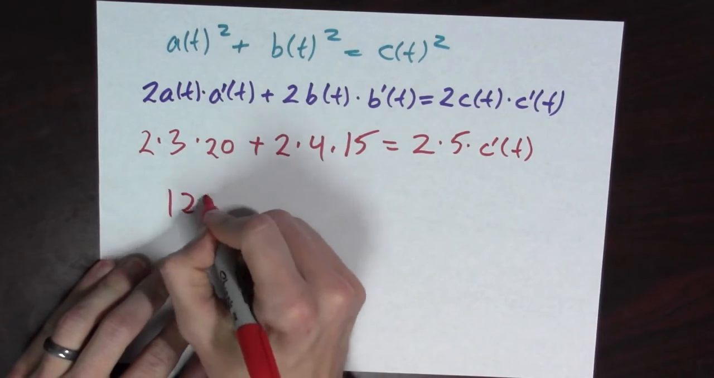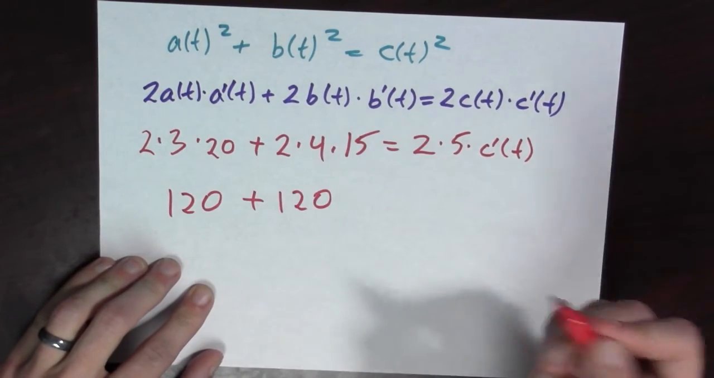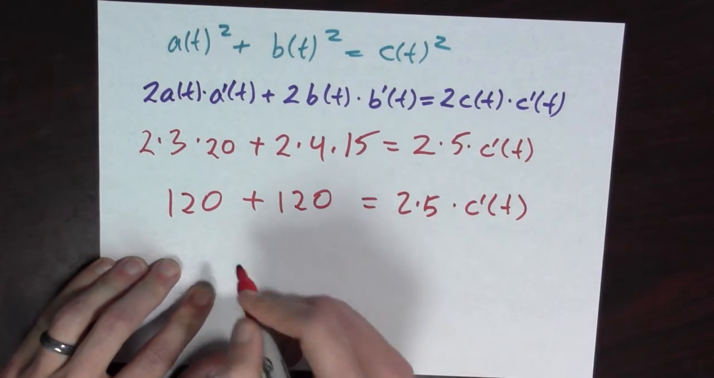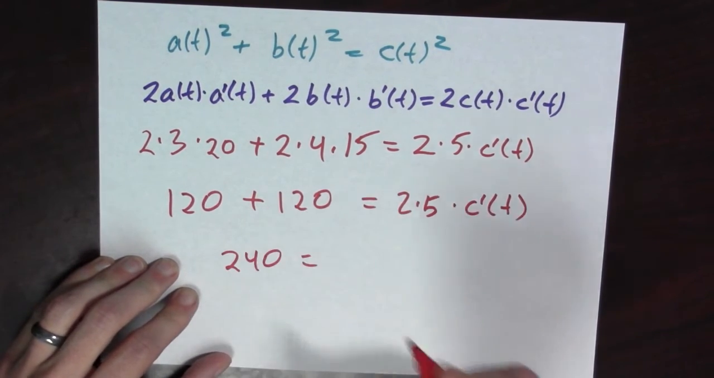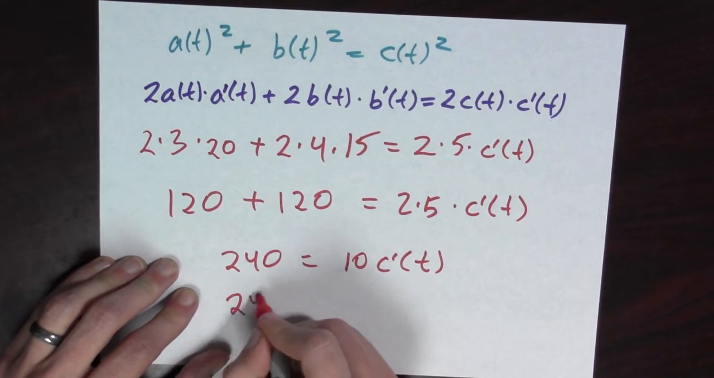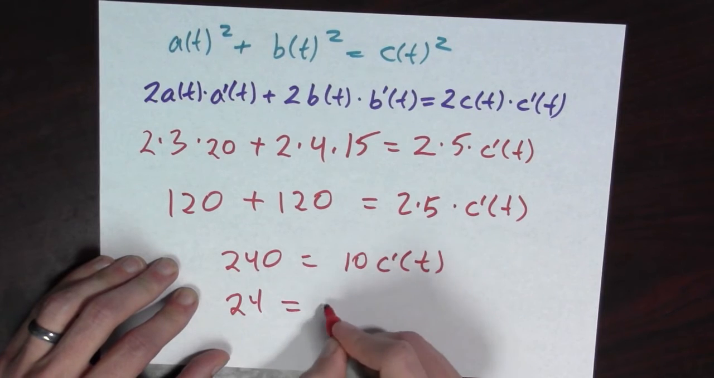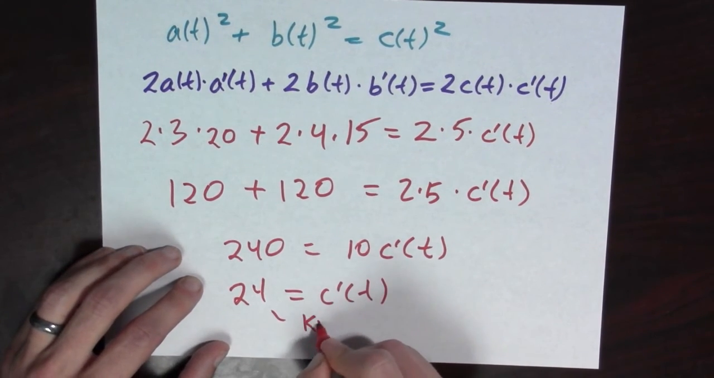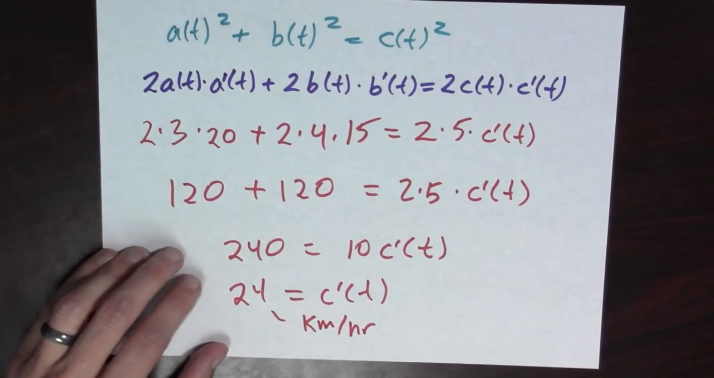This is equal to 120 plus 120 is equal to 2 times 5 times C prime of t. That's 240 is equal to 10 C prime of t. So 24 is equal to C prime of t, and this is in kilometers per hour.